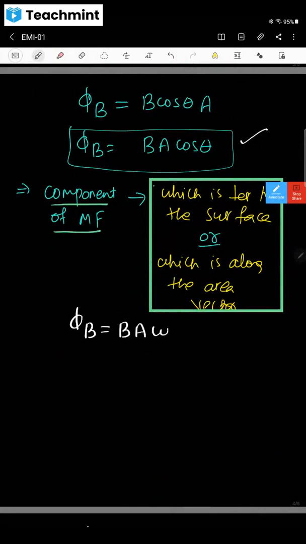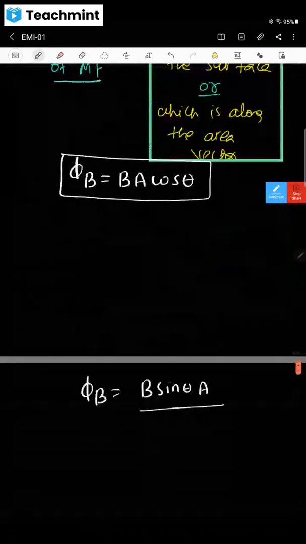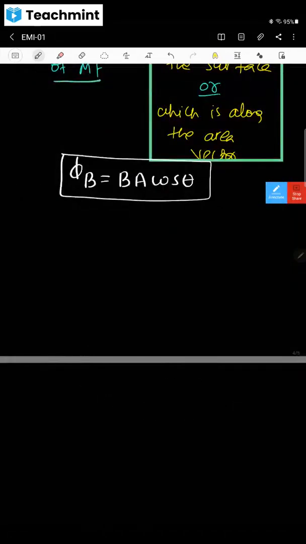Clear? Yes. Okay, fine then. Moving forward, look at the other things now. This can be sin theta also.